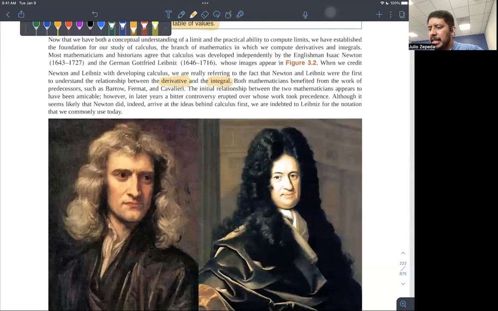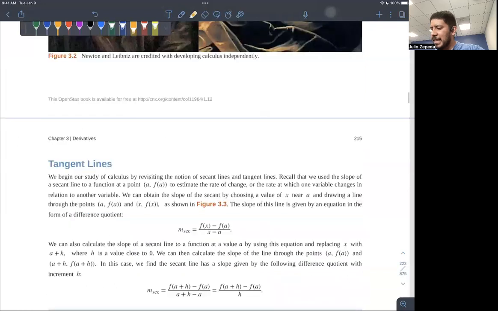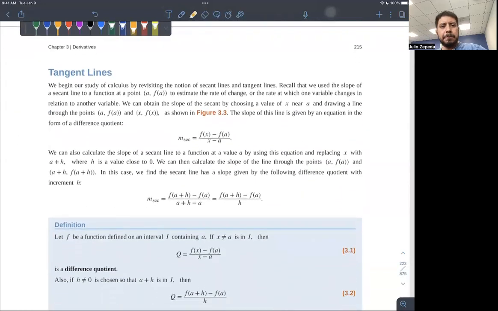Although it seems likely that Newton did, indeed, arrive at the ideas behind calculus first, we are indebted to Leibniz for the notation that we commonly use today. All right, so we got a little bit of a drama here between Newton and Leibniz. Both major contributors to calculus. So tangent lines. What are tangent lines? Let's go ahead and read.